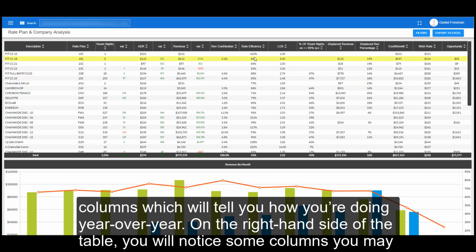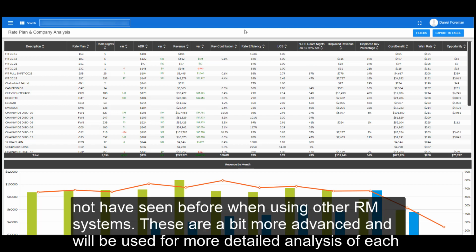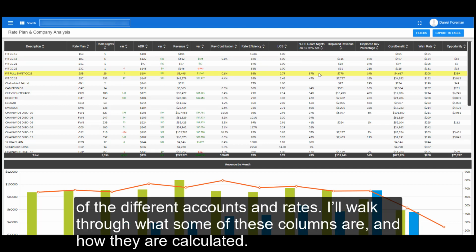Over on the right-hand side of the table, you're going to notice some columns that maybe you haven't seen before using other systems. These are a little bit more advanced, and this is for more detailed analysis of each of these different accounts and rates. So I'll walk through what some of these columns are and how they're calculated.